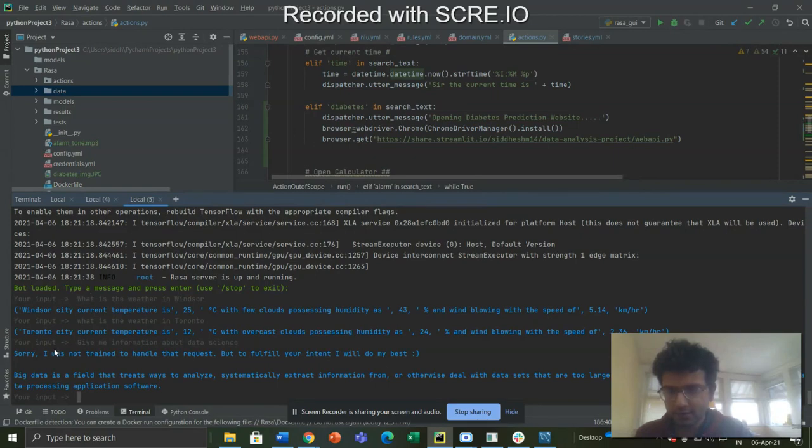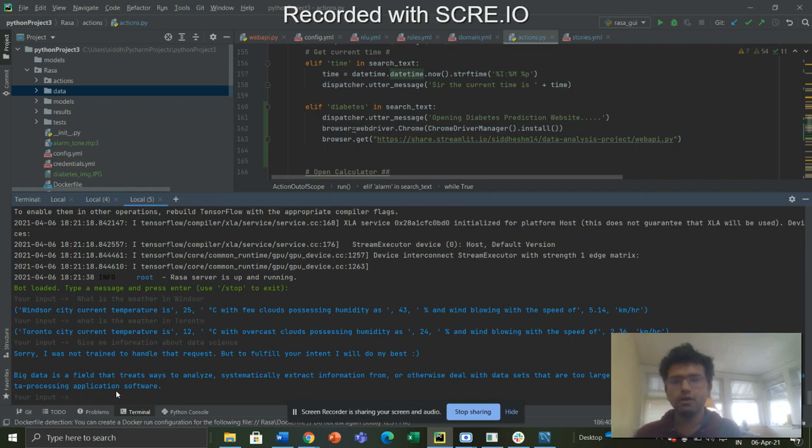Since it's an out of scope entity, it has given the response, "Sorry, I was not trained to handle that request, but to fulfill your intent I will do my best." For "big data," it gave out a Wikipedia one-liner of information on data science.